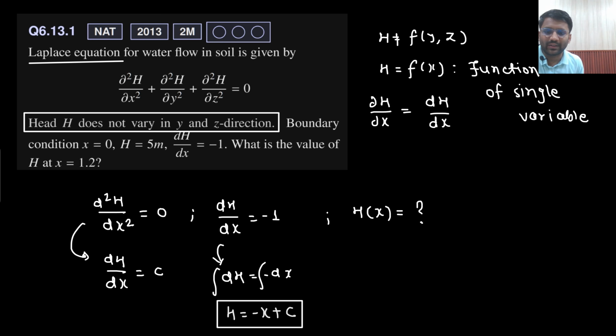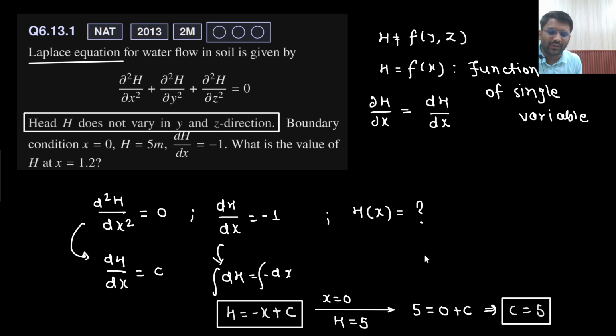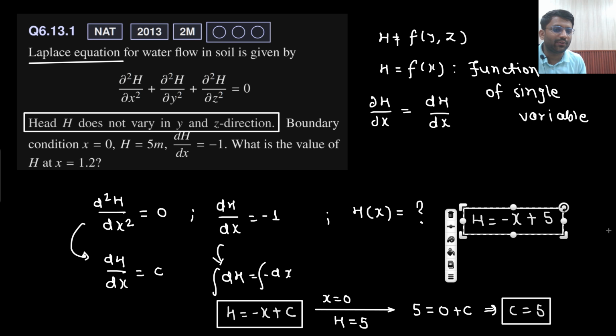Now the initial condition would be given, that I can put. What is given? If you put x equals 0, then h is 5. So if I put x equals 0 here, h equals 5, that means the value of c is coming out to be 5 only. That means what is your h? h is nothing but minus x plus 5. There you go. Very, very straightforward question it was.